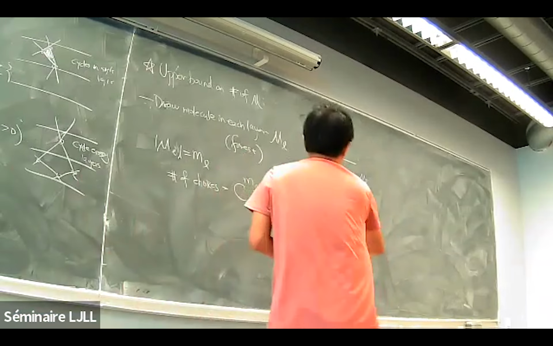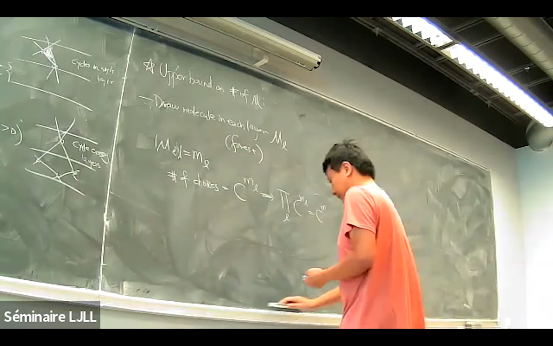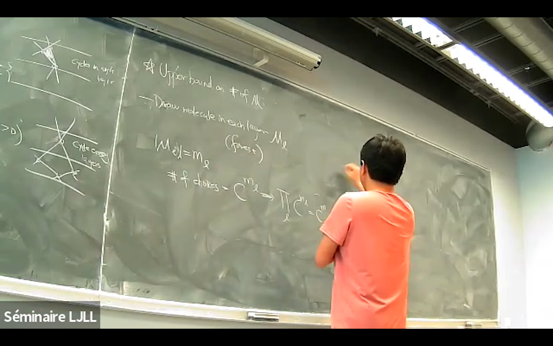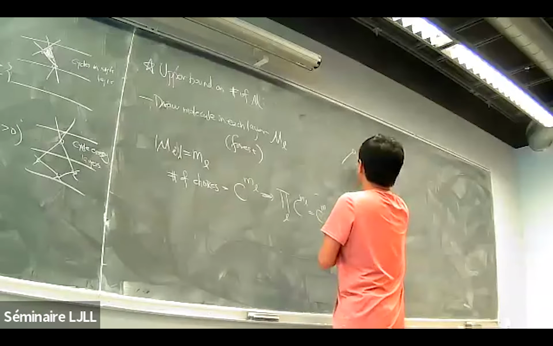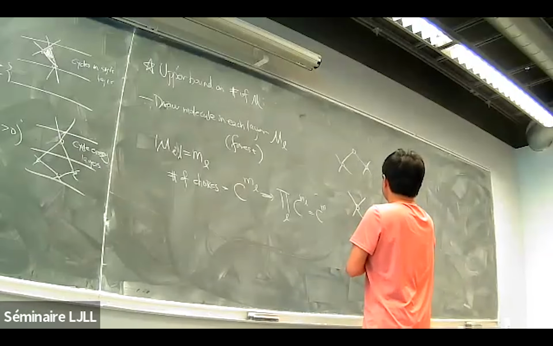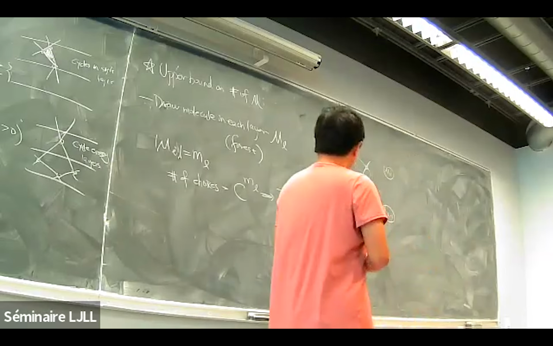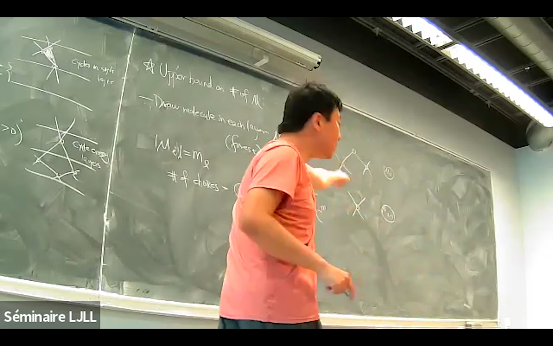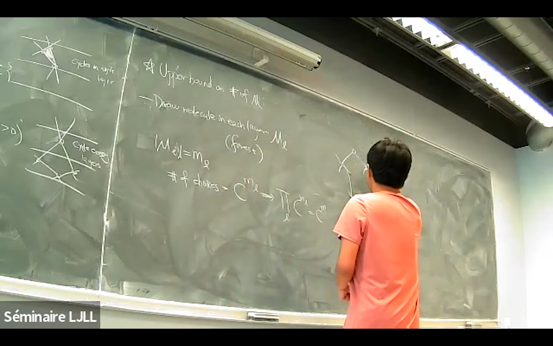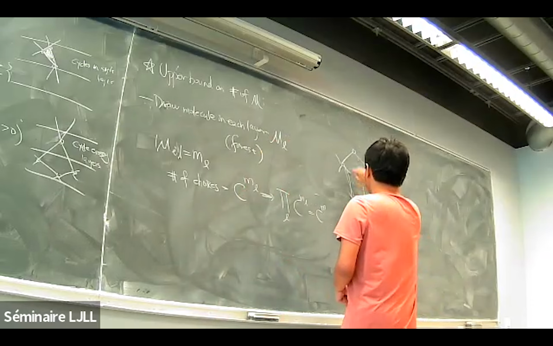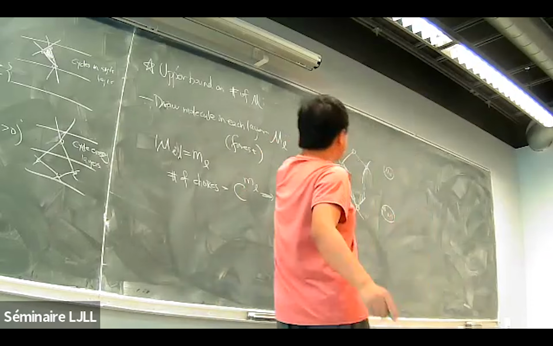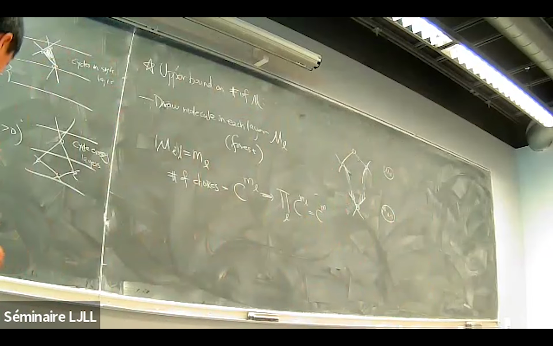Let me draw it again. We have this, this is M_L, and this is M_L minus 1. How do you join these two molecules into the same molecule? You join these two edges, and you put this into a big edge, and you make these two molecules into one single molecule.